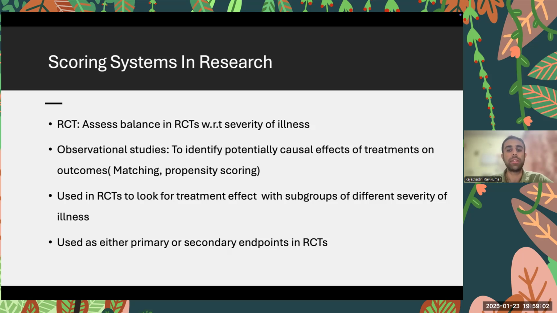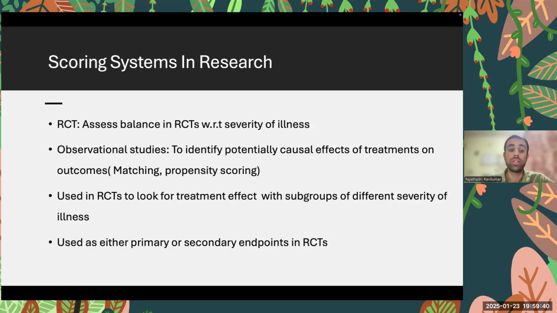They are also used in observational studies to identify potentially causal effects of treatments. Unlike RCTs, observational studies cannot tell us exactly whether there is causality or not. They can only correlate the effect and cause. So we have to use these scoring systems for matching. Matching means, for example, we are doing a case control study where we have to match the cases and controls. The cases cannot have a higher severity score, or the controls cannot have a lower severity score. You have to match, and you can do it by various methods, such as propensity scoring.